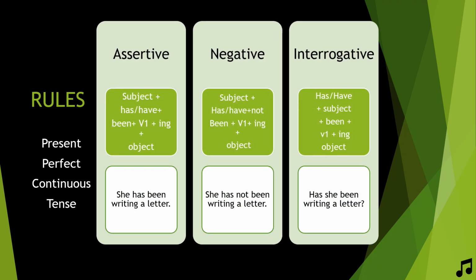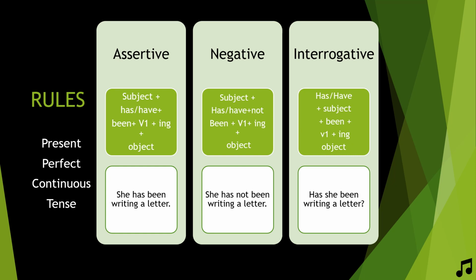Here are the rules for present perfect continuous. Now see, in this sentence perfect is also there and continuous is also there. So the auxiliary verbs which we used in present perfect, that is has and have, we will be using also. And in continuous tense we have used ing with the verb. So here we will be using ing also. So in the assertive sentence we will be using subject plus has or have plus been, so that we can add ing to the verb.